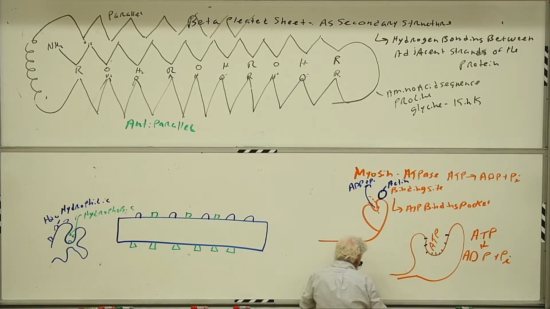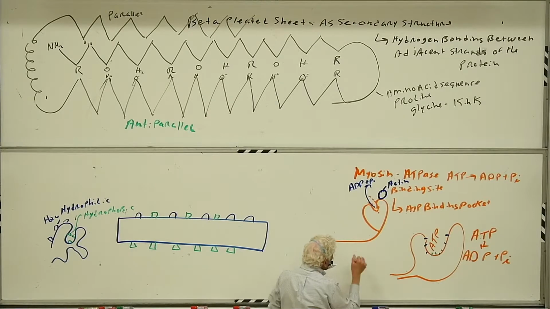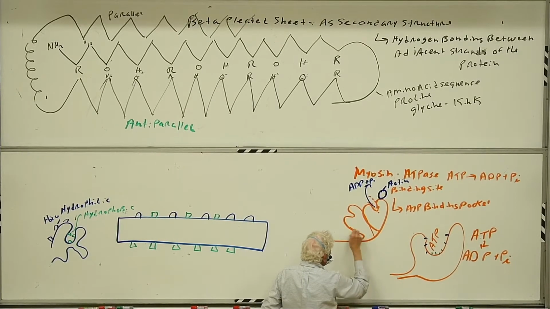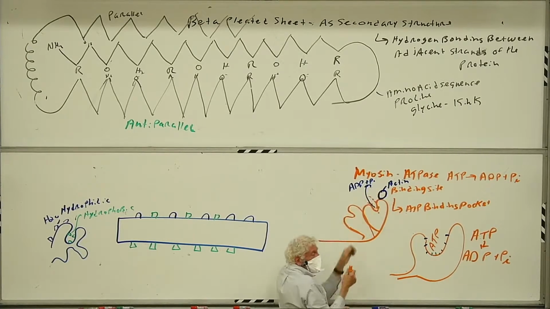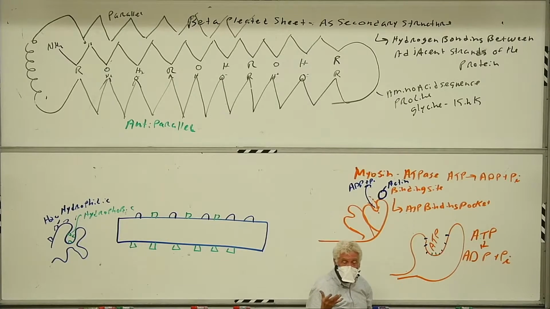But when the ADP and Pi leave, this myosin head goes from a more or less upright position to being folded over. And as it's folded over, because it's attached to the actin, it's tugging on the actin. That's how your muscles are shortening.